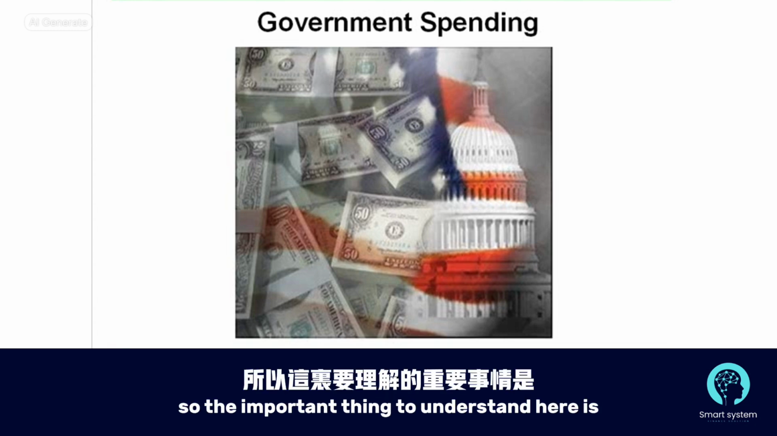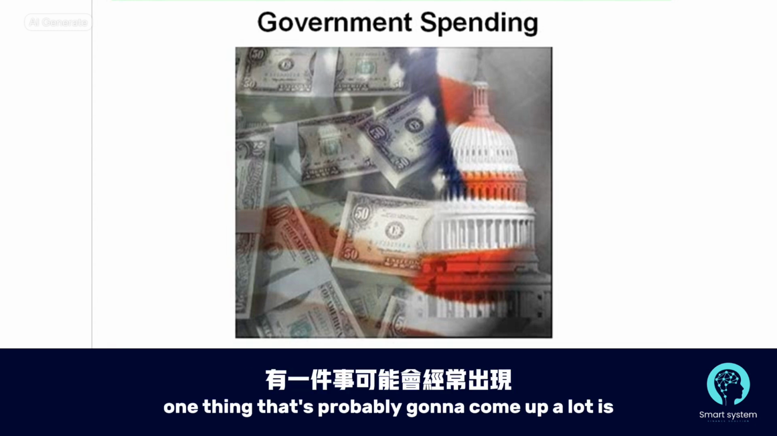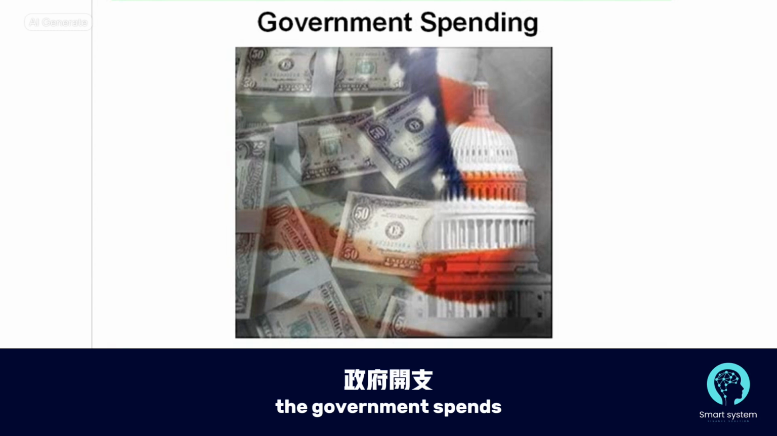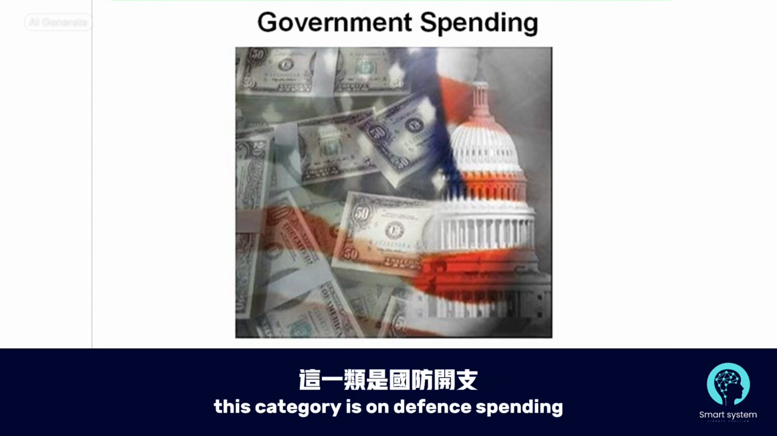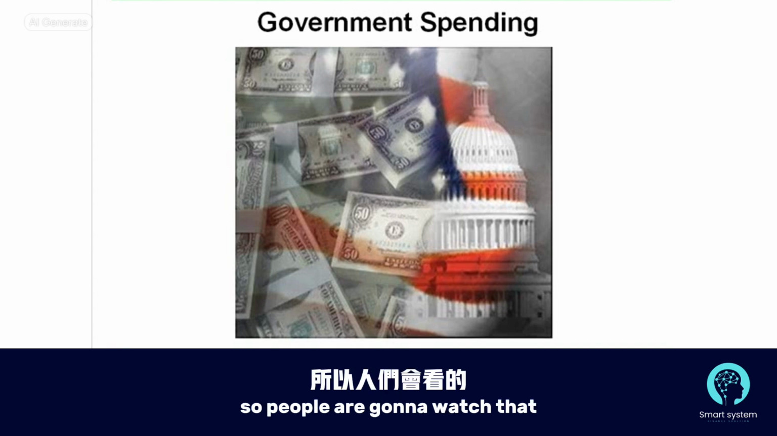The third category includes pretty much everything the government spends money on, besides social programs. The important thing to understand here, which is probably going to come up a lot, is that about a third of the government's contribution to GDP is defense spending. So people are going to watch that, especially people who are following the defense industry and the companies that service it.